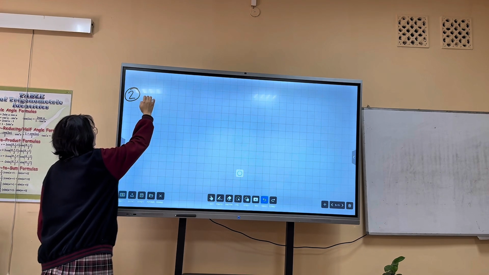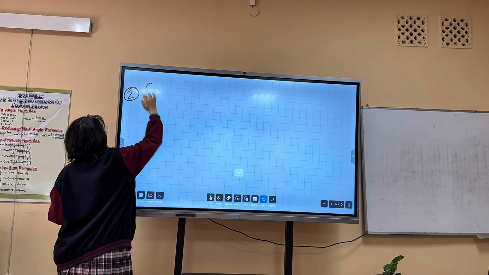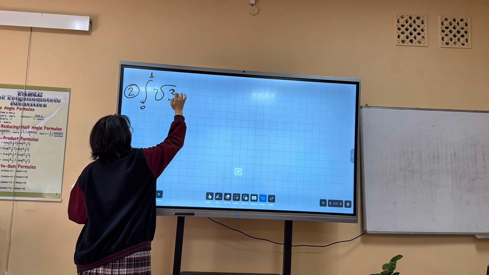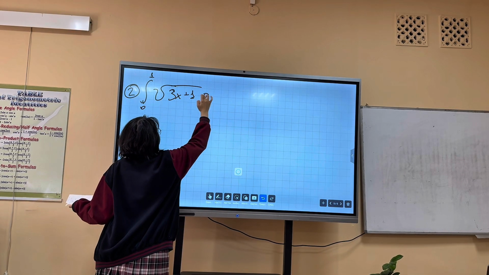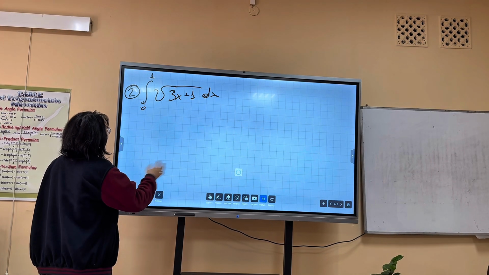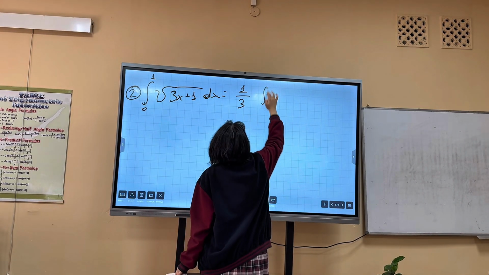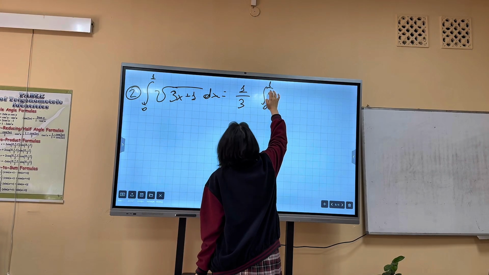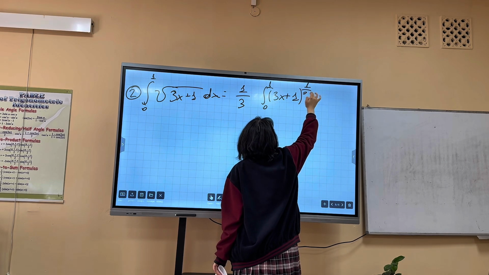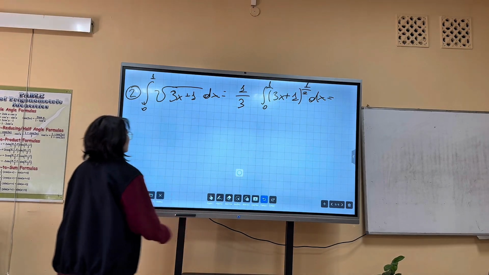The second method is quite easier. It's the integral from 0 to 1 of square root of 3x plus 1 dx. Write down in the copybook. So we can just write it as the first one, integral from 0 to 1 of 3x plus 1 to the 1/2 dx. And as we see, it can be solved as the first method.